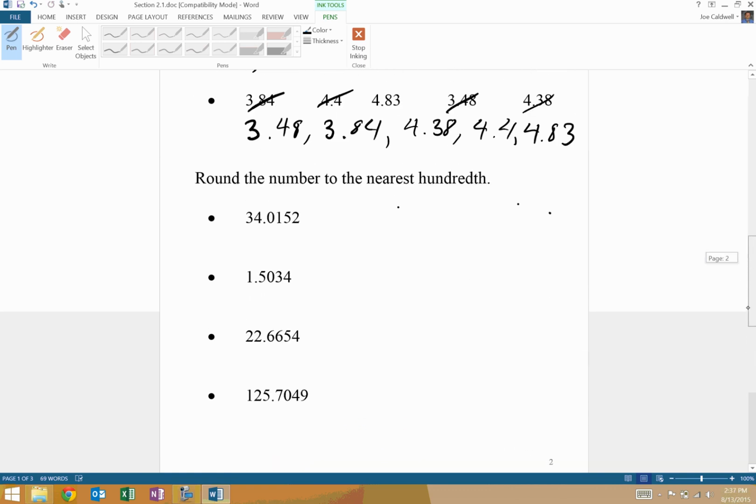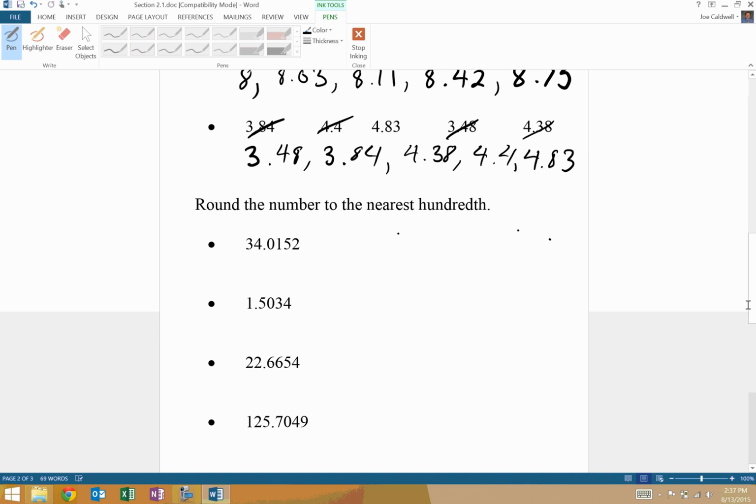The last part of this section is rounding. So when you're asked to round, in this case it's going to ask you to round to the nearest hundredth space. First you need to find the hundredth space. So I'm going to go down and underline all the hundredth spot, which is the second number after the decimal. So those are all there.